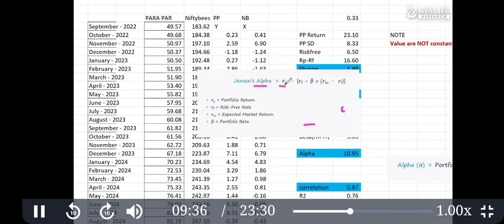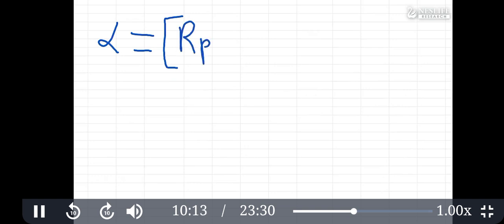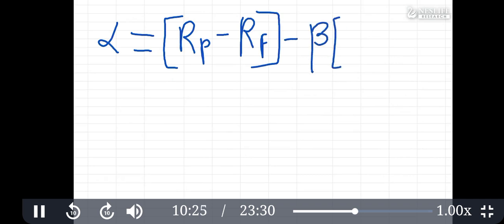In this, portfolio return minus FD return is the first step. Then beta multiplied by market return minus risk-free return. I will put this aside and explain here separately. Alpha is very important, and for a mutual fund investor, you must know it. You can write this down as well: alpha is equal to the return of portfolio minus return of risk-free, Rf, minus beta of portfolio times the return of index, Rm, minus return of FD or risk-free return. This is how alpha is calculated.